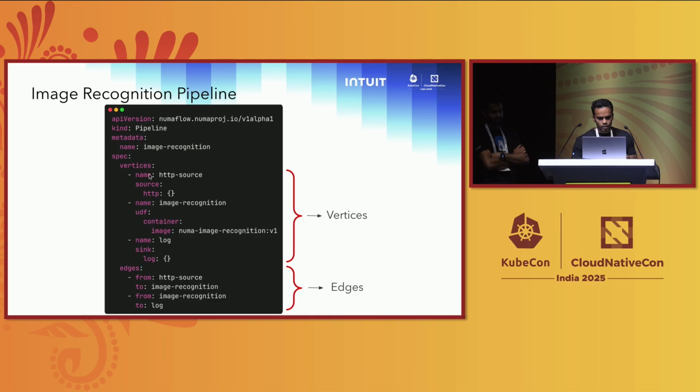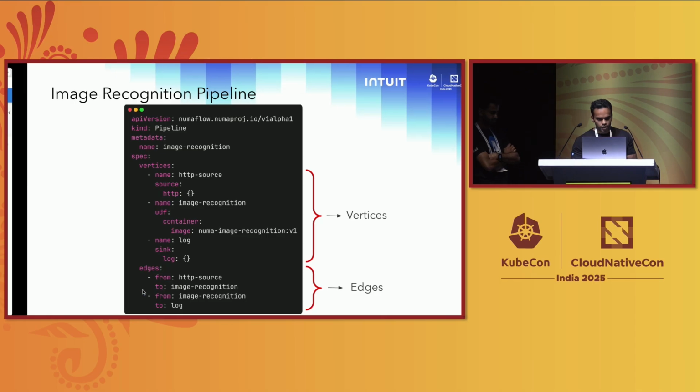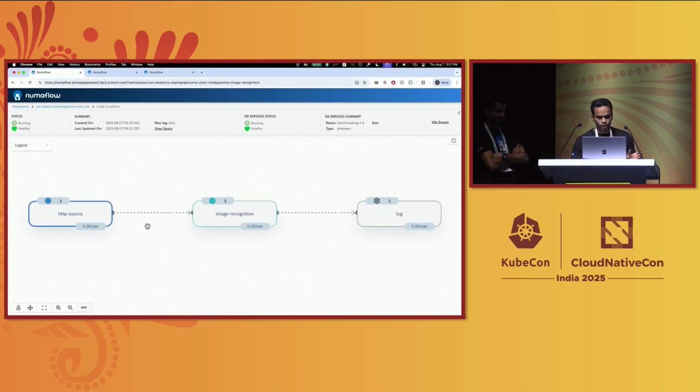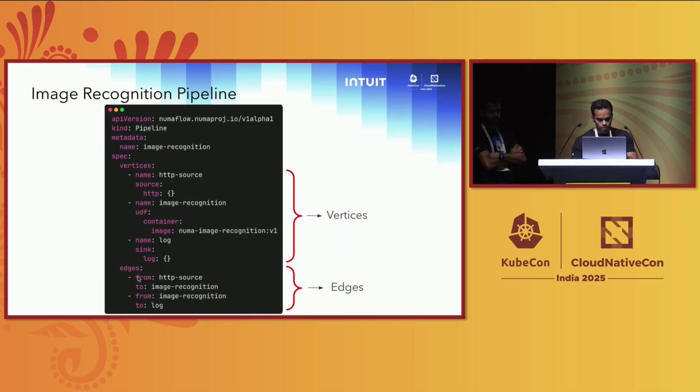The list of vertices is, in this case, the data is coming through an HTTP source, and this data is forwarded to the image recognition vertex, where it will be running a user-defined function within this container. And the output of that is forwarded to the log sink. The HTTP and log, in this case, are built-in, so there is no need to provide a container image. And then the edges describe the direction in which the data flows within the pipeline. So within the edges specification, I am specifying the data should flow from HTTP source to the image recognition step, and then from there to the log vertex.